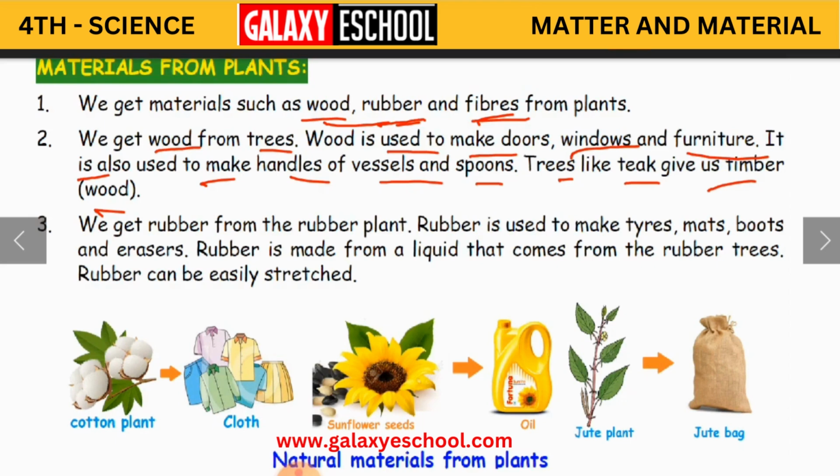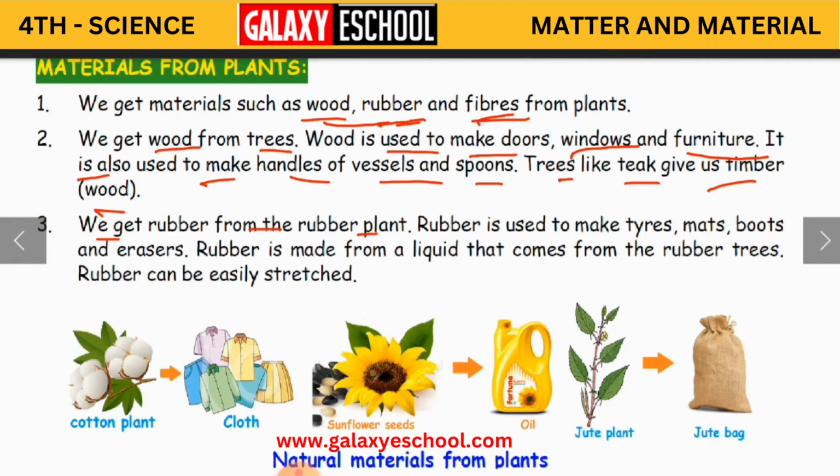And we get rubber from the rubber plant. So where do we get rubber? From the rubber plant. Rubber, like the eraser you use, is nothing but something to erase our writing which we have written with the pencil, writing or drawing, whatever it may be. So that is one example of rubber material, that is the eraser.